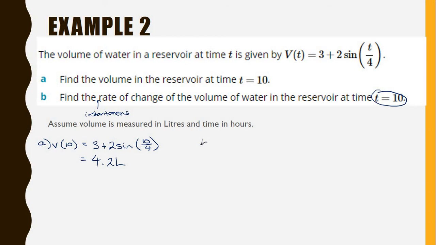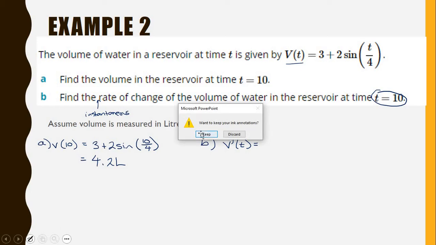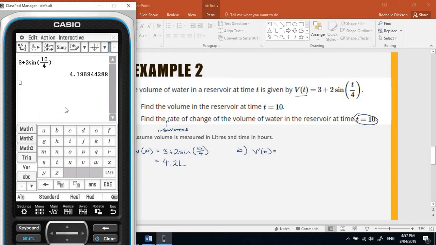Part B now, we want to find the instantaneous rate of change, which means I need to find the value of the derivative at that point. Because I was given v of t, the way I would write the derivative is v dash t. We haven't yet learned how to differentiate sine, so we're going to use our calculator instead. We will get to differentiating sine later on, but for now, let's use our calculator.